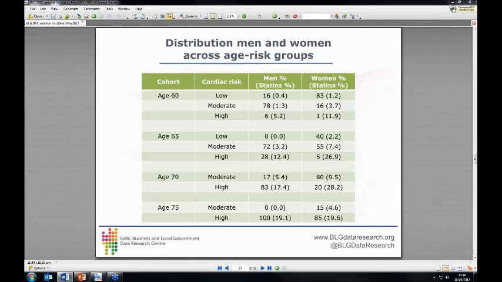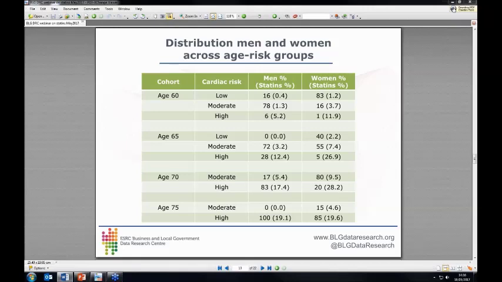The table on this slide presents the percentage of men or women in each risk group at each age. It also presents the prevalence of statin prescription in each age risk group. The summary statistics on statin prescription in the table were affected by calendar year, which I will show a figure of later in the presentation.